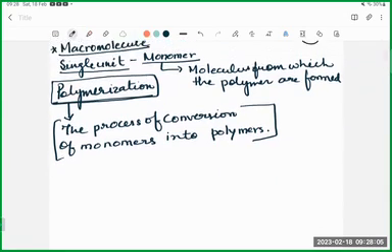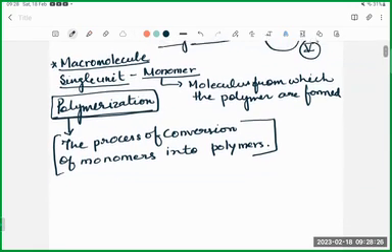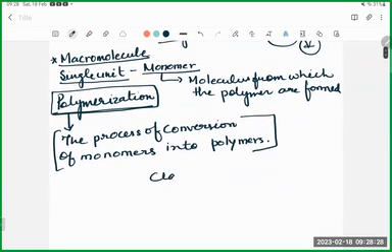Now, basically there are many polymers. The problem is how to study them. To make these studies simple and systematic, we need to classify them. How will you classify? We classify them by seeing their characters, their structure, and how they are obtained. So let us learn the classification of polymers. This makes our study of polymers simple, systematic as well as easy.